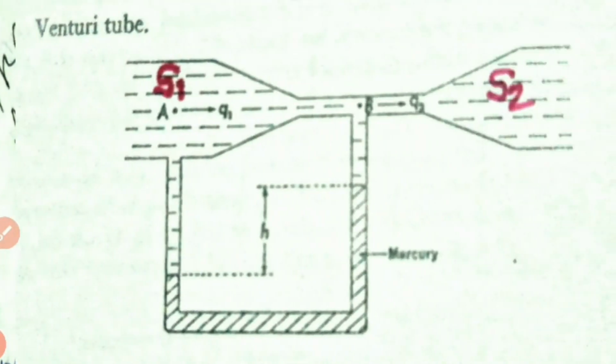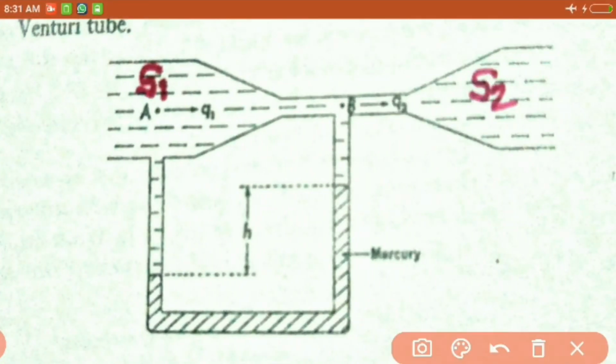Now another article is the Venturi tube. This Venturi tube is a device for measuring flow in a pipe. This is the pipe, and flow is in this direction. The pipe is steadily contracted from section S1, this section S1, to the smallest section S2.